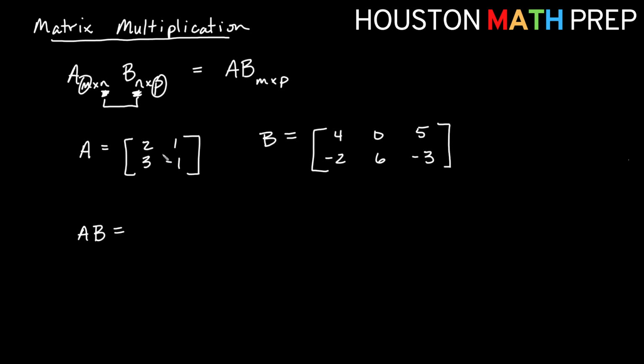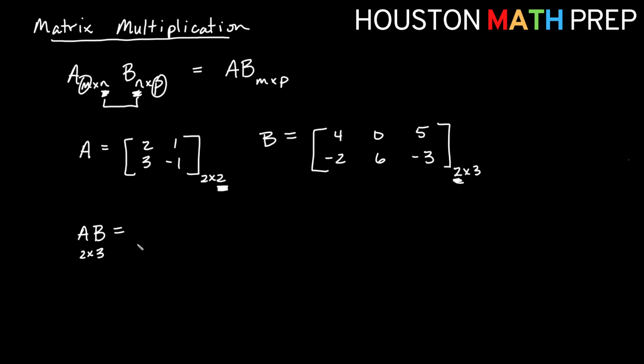Okay, so if we notice, A is a 2 by 2, and here we have 2 rows, 3 columns, so B is a 2 by 3. The important thing is that these match. So we know that the multiplication is defined because those are the same. And we know that these outer numbers, the rows of the first one and the columns of the second one, will be the size of our answer. So AB, our product, is going to be 2 by 3.